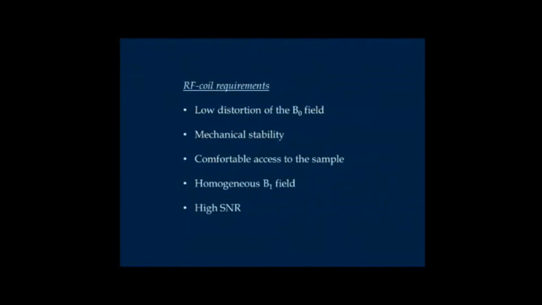So what do we need for an RF coil? An RF coil has to have, in ascending importance, and I've listed those, a low distortion of the original field. Of course, if you bring something into a main magnetic field, you distort it. This is mainly important for small coils. For large coils, the effect isn't that big. You need mechanical stability, because many coils, especially in biomedical applications, you put in and take out again, so they should be halfway mechanically stable.